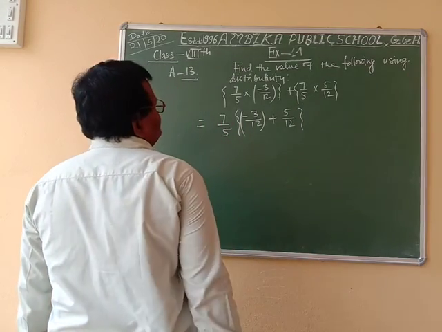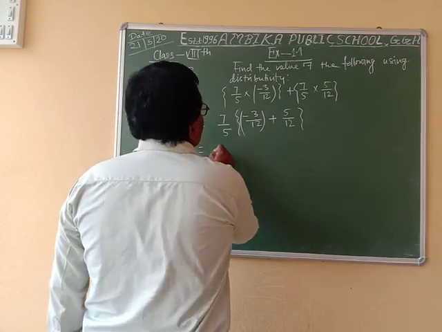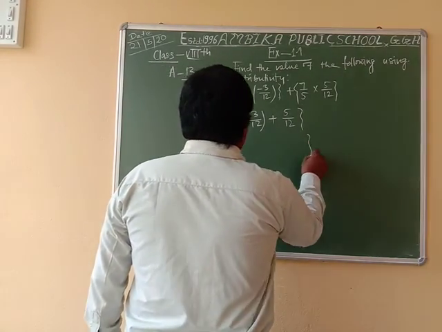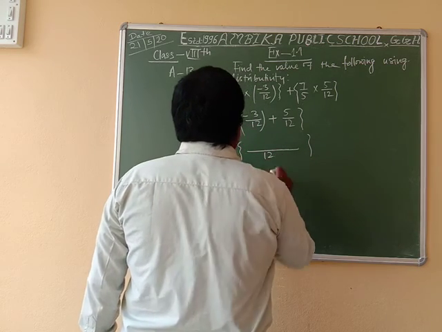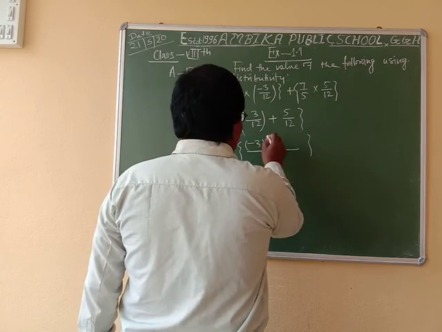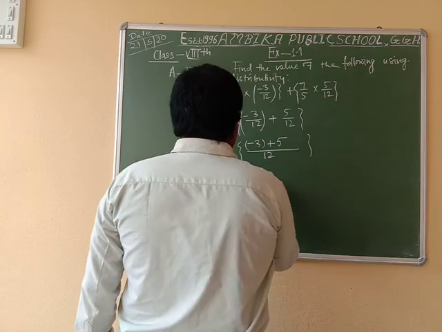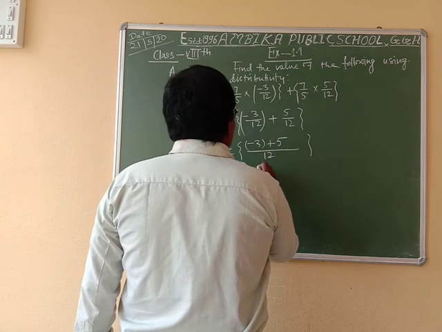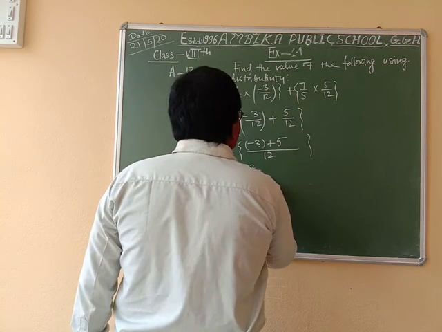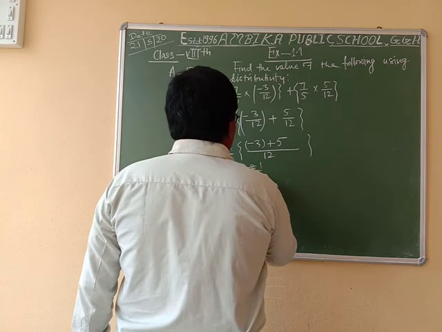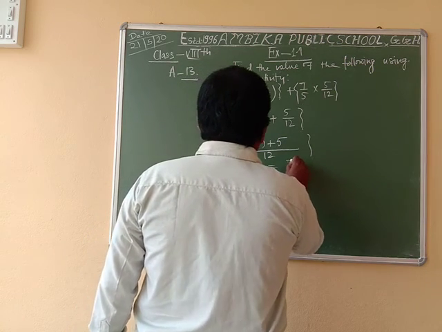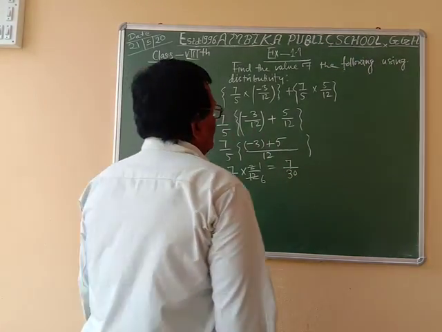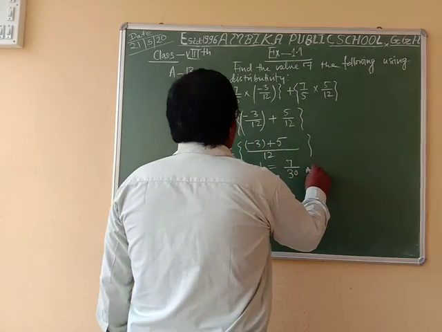7 by 5 into (minus 3 by 12 plus 5 by 12), is equal to 7 by 5 into 2 by 12, is equal to 7 by 30. The answer will be 7 by 30.